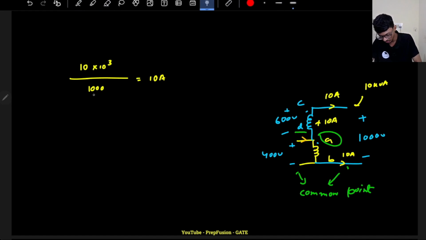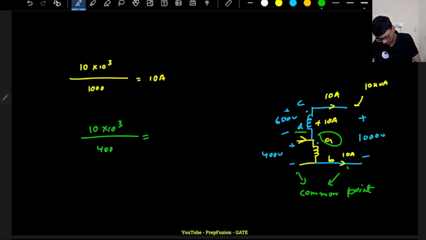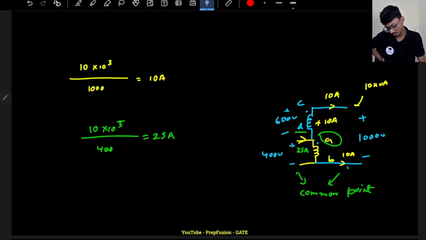So the kVA rating will be conserved, right? So here also it will act as a 1000 kVA transformer only. So what is the current through here? It will be 1000 kVA divided by 400. So this will come out to be 25 ampere. So current through this coil will be 25 ampere, and current through here will be 10 amperes actually. But they are asking specifically what are the currents in coil 1 and coil 2. So this is the coil 2 current.